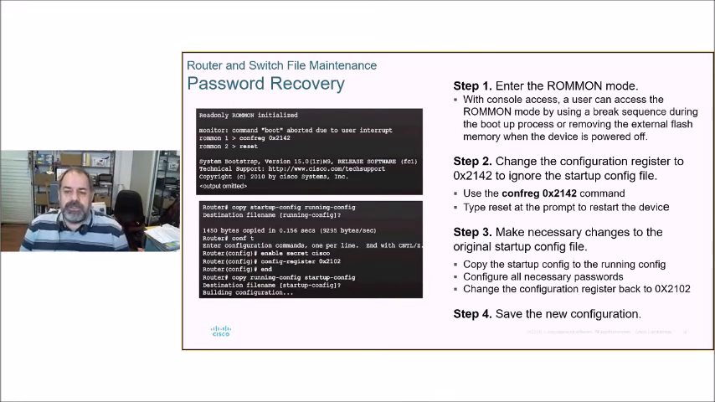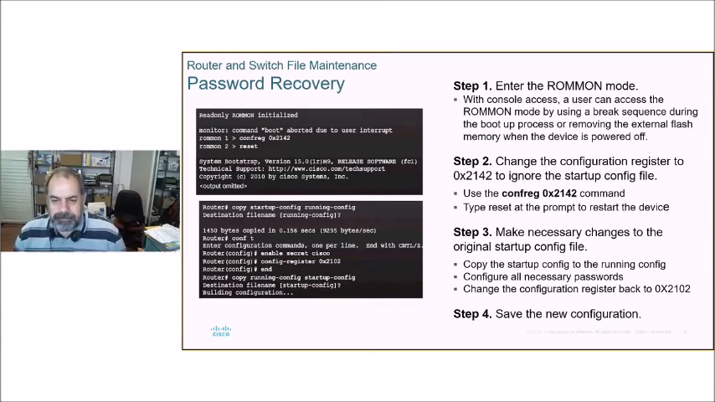And so with console access, a user can access the ROM monitor mode by using the break sequence, so Ctrl-Break typically, during the boot up process, or by removing external flash memory when the device is powered off. Now, change the configuration register to 0x2142 to ignore the startup file. This config register is sort of like boot instructions. It's normally 0x2102. If you do 2142, that bit set in there, because the 0x means hexadecimal, means you've set a bit to say ignore the startup config.